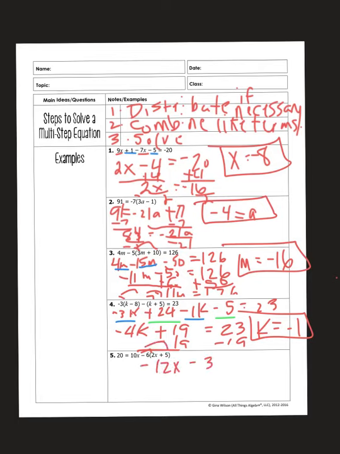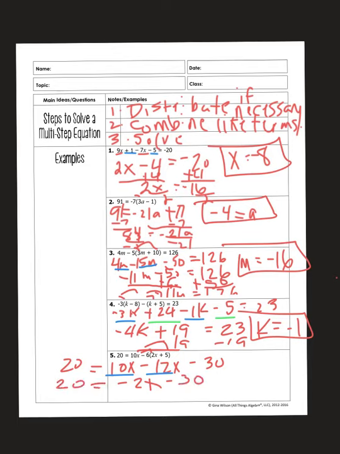-6 times 5 is -30. And we already had 10x out there. Equals 20. Combine like terms, 10x and -12x. That is -2x minus 30 equals 20.